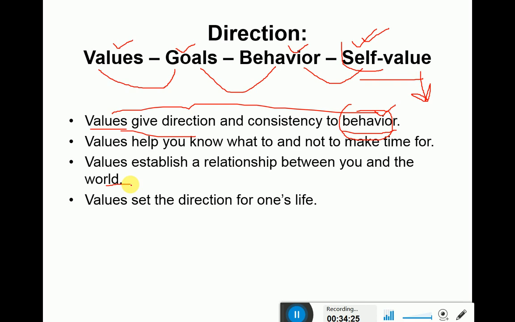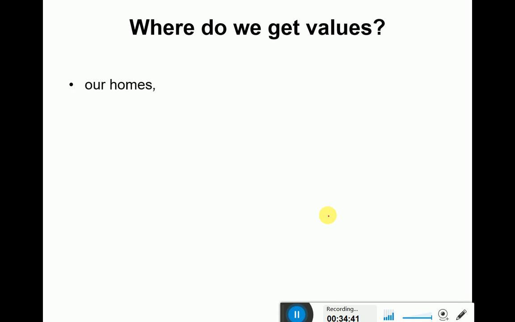So these are the different sources from where we get our value. Our values are generated and created from these sources, such as the time frame in which we are raised.